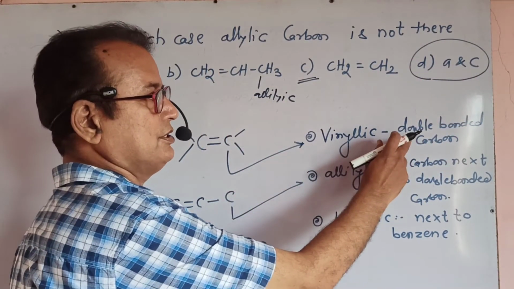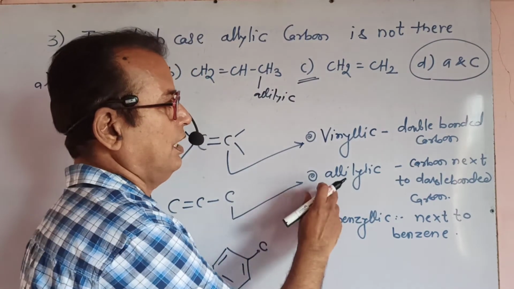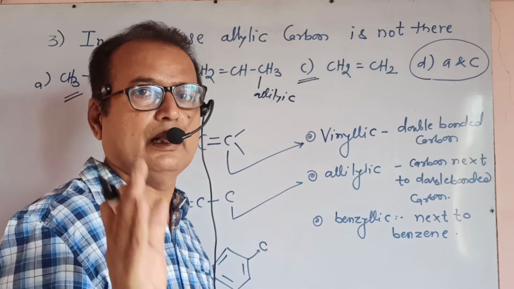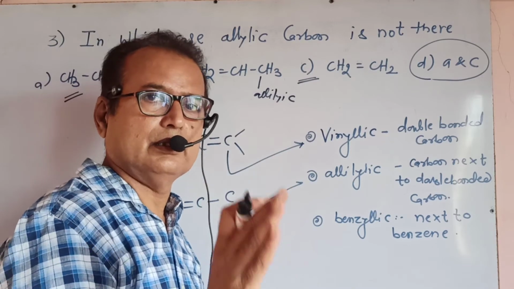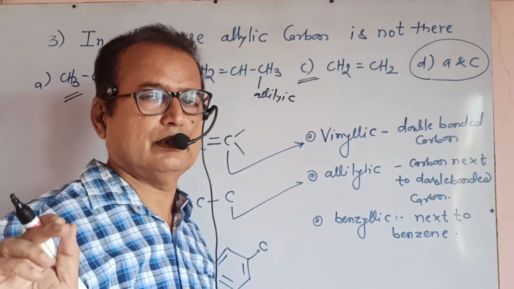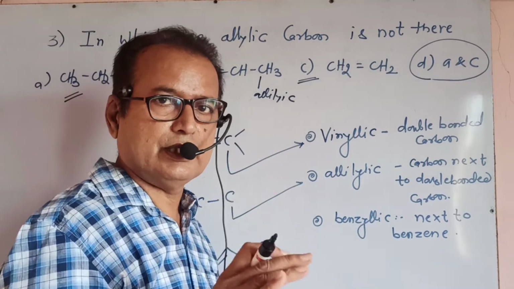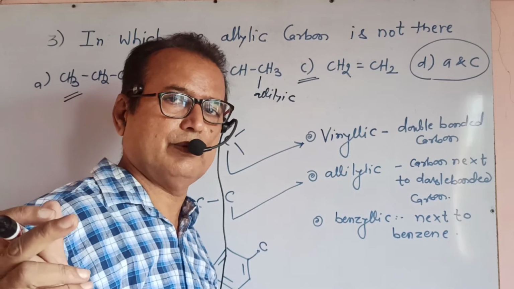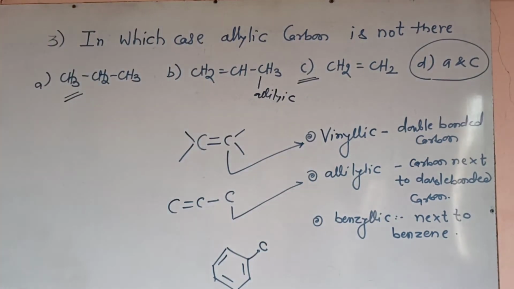Vinylic carbon means double bonded carbon, the carbon which has a double bond. Allylic carbon means after the double bond the next carbon is there, that is allylic. C double bond C, then single bond C, it is allylic. And benzylic means the carbon next to the benzene ring, the carbon coming after the benzene ring carbon is benzylic carbon. Okay? Let's go.